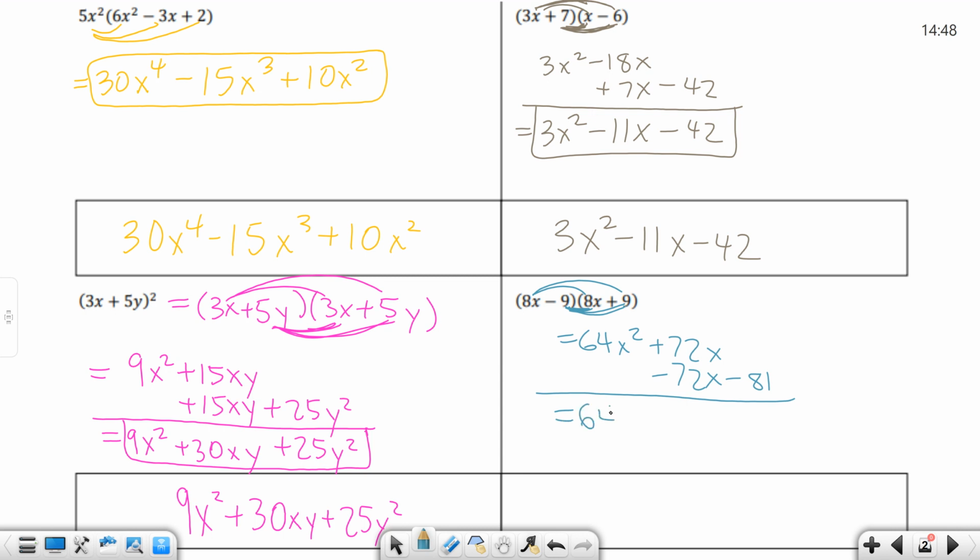So that's going to be 64x squared. These 2 terms here, plus 72 minus 72. If I have $72 and spend them, I got 0. I got it canceled. Right, it's done. My money's canceled. Then minus 81. So that's going to be 64x squared minus 81. Just going to write that in my answer box here.